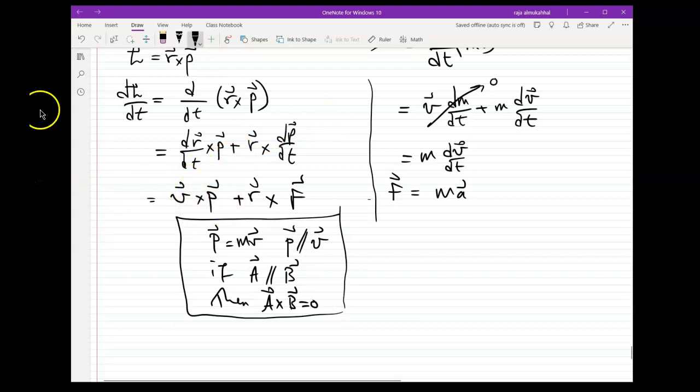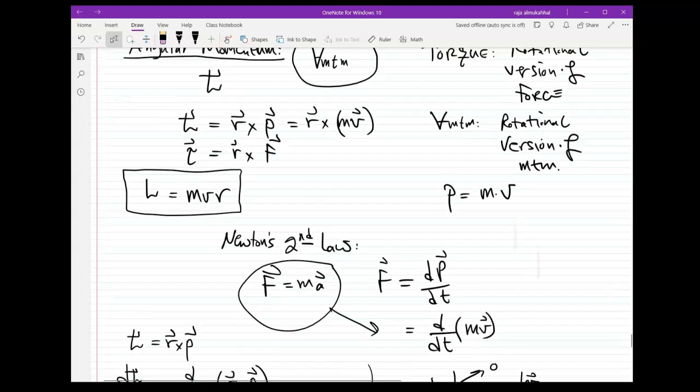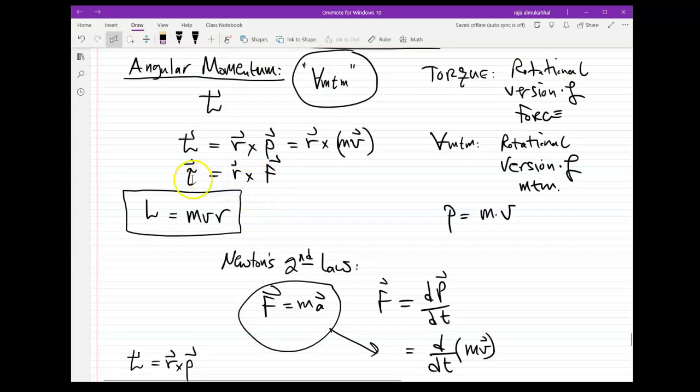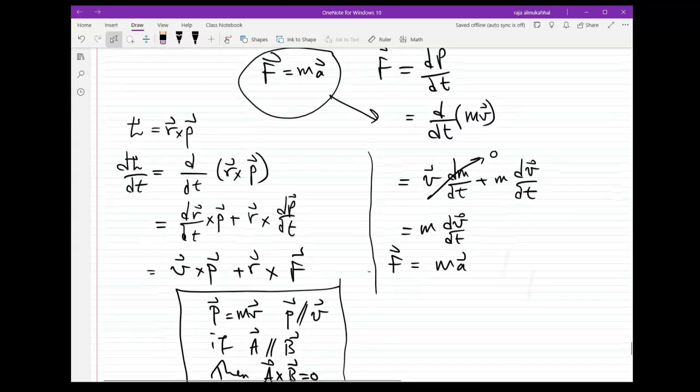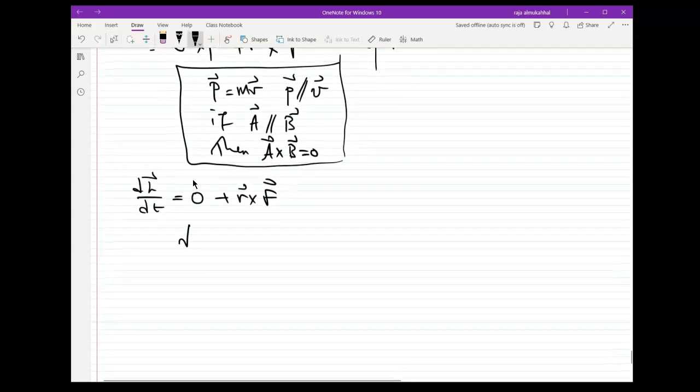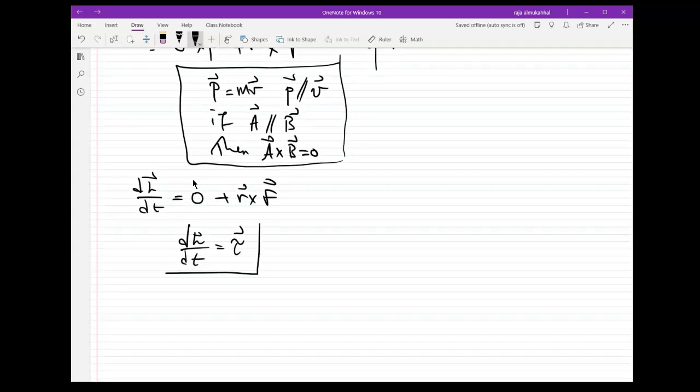So in this case, let me just start from here: dL dt is equal to 0, the null vector, plus r cross F. Well, what is r cross F? Look at that. Here it is. R cross F is torque. Aha. So the time derivative of the angular momentum is tau. Isn't that interesting?